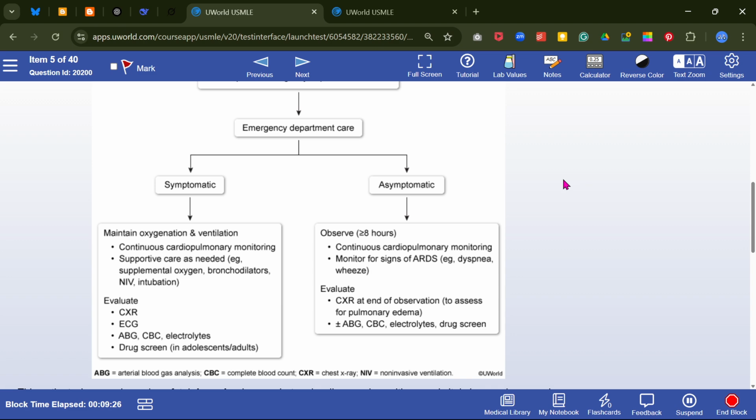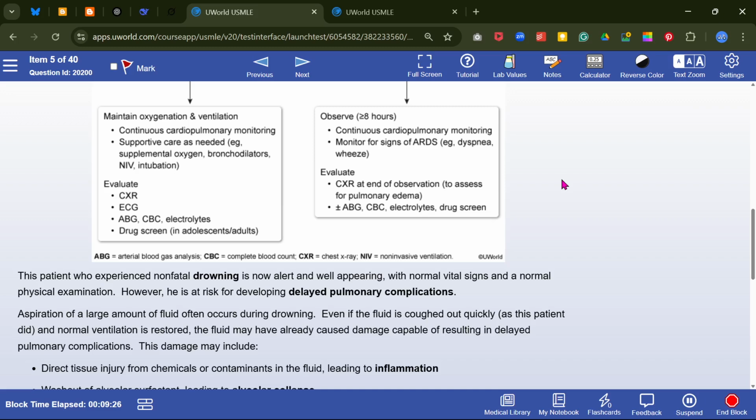In an asymptomatic patient, observe more than 8 hours. Continue cardiopulmonary monitoring. Monitor for signs of ARDS, dyspnea, and wheeze. Evaluate chest X-ray at end of observation to assess for pulmonary edema, with or without ABG, CBC, and electrolyte drug screen.